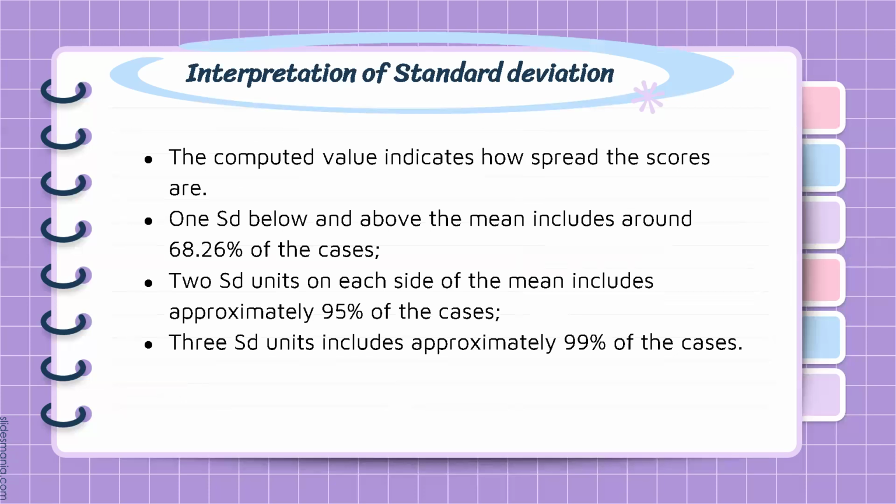How do we interpret standard deviation? The computed value indicates how spread the scores are. In a normal distribution, one standard deviation below and above the mean includes around 68.26% of the cases. Two standard deviation units on each side of the mean includes approximately 95% of the cases, and 3 standard deviation units includes approximately 99% of the cases.